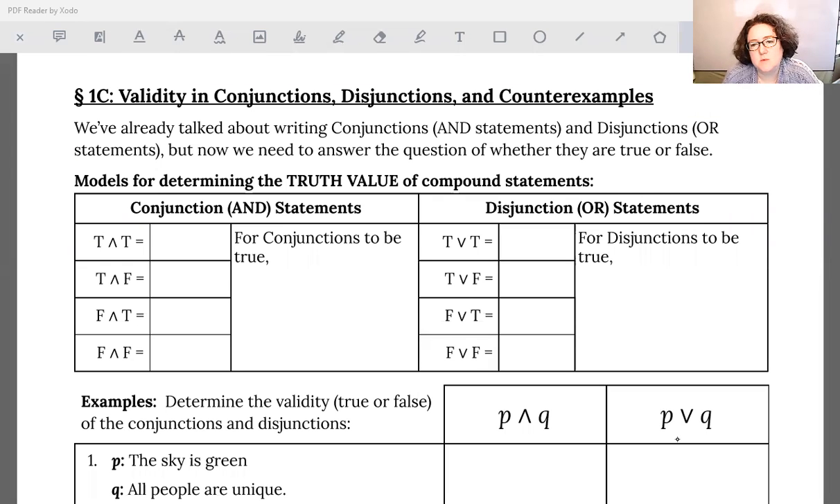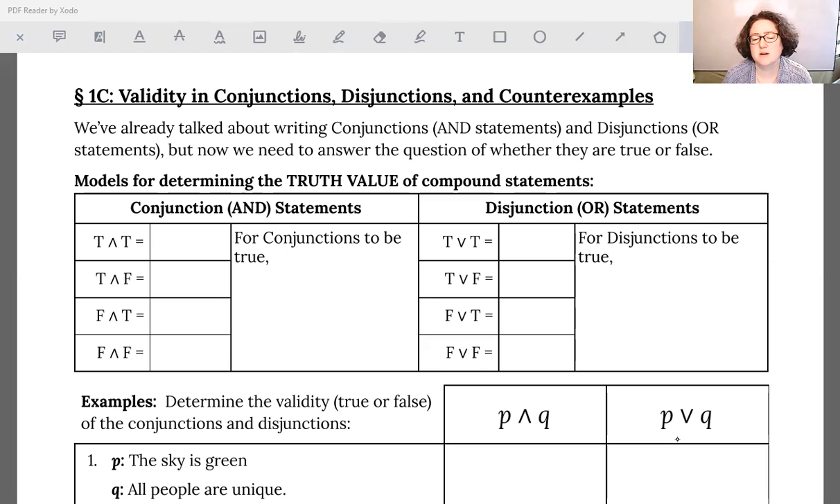In today's lesson, we're going to look at validity in conjunctions and disjunctions, or and or statements. But more importantly, we're going to lead into talking about something called a counterexample. Now, when looking at and or statements, while it's not going to be required for us to know this on the test, it's really helpful to be able to create logical arguments.